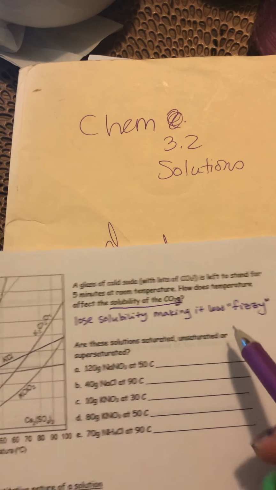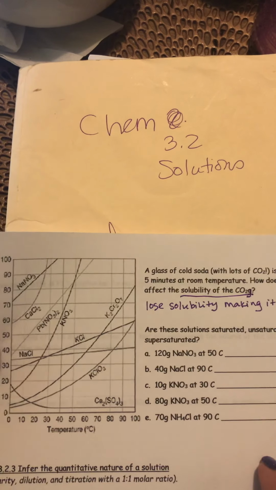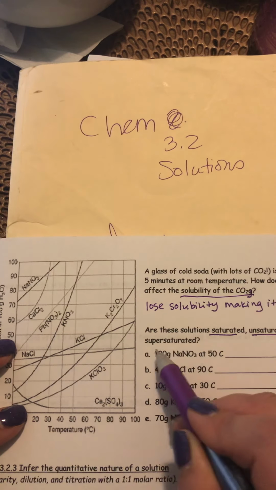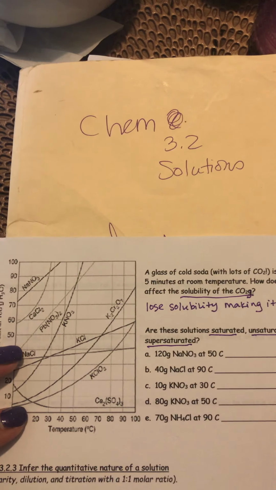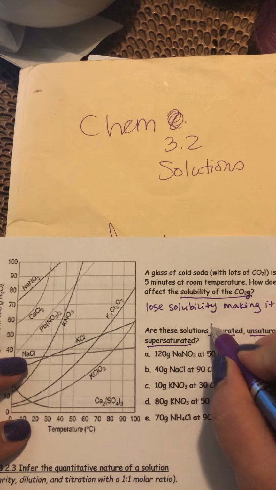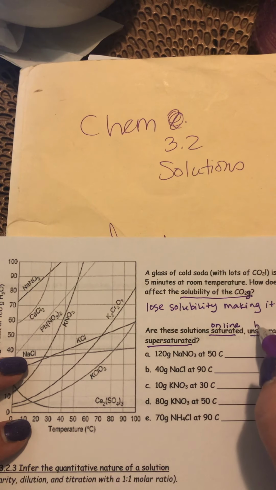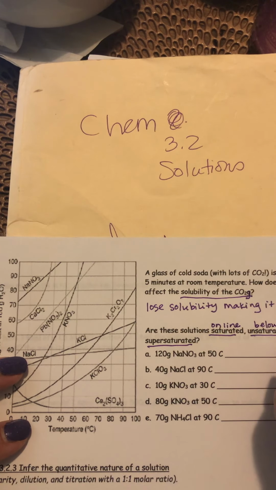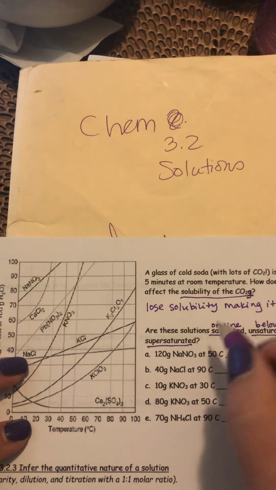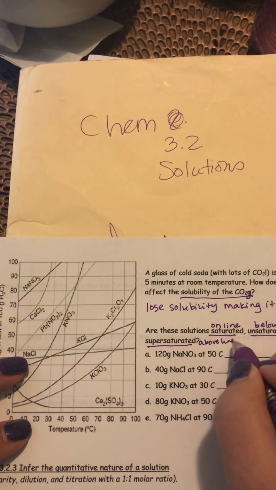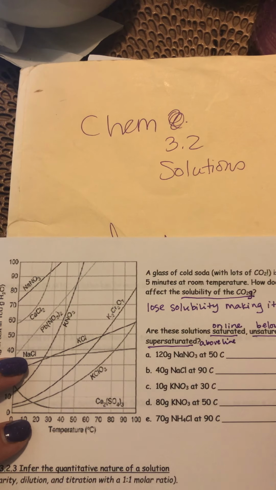Okay, so here's another solubility diagram, and what we're going to do is we're going to find out, is it saturated, unsaturated, or supersaturated? So if it's saturated, it's on the line. If it's unsaturated, it's below the line. And if it's supersaturated, you guessed it, it's above the line. Okay? So the first one is actually pretty tricky.